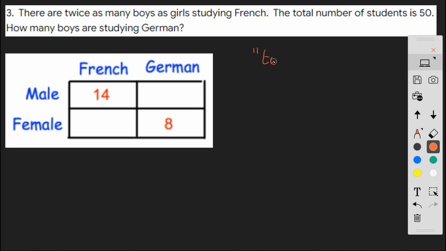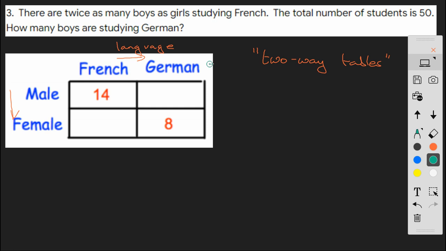Now, students quite like these questions. These are two-way tables, but I'm going to make sure that I show you here how we always have to check that we've done our work right, because it's possible to do this so you can be sure that you are right. Now, they're called two-way tables because we have two different parameters. The first one is language here, and here we are splitting up our students by gender. So let's see what we've been given. There are twice as many boys as girls studying French. The total number of students is 50.